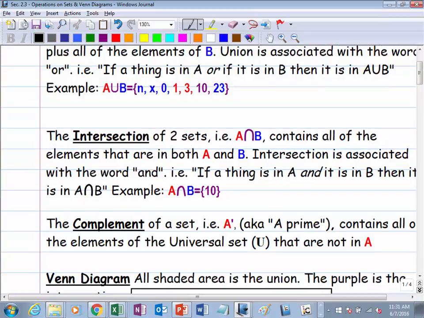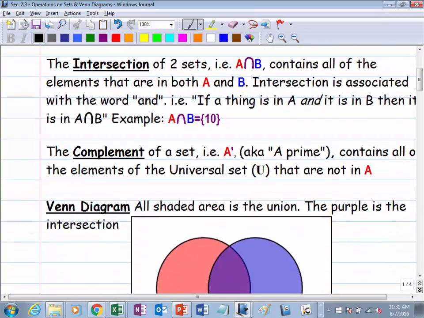Then we have the complement. A complement, or I usually say A prime, consists of all of the elements in the universal set that are not in A. So you kind of have to define what your universal set is, and then you can figure out everything that's not in A.